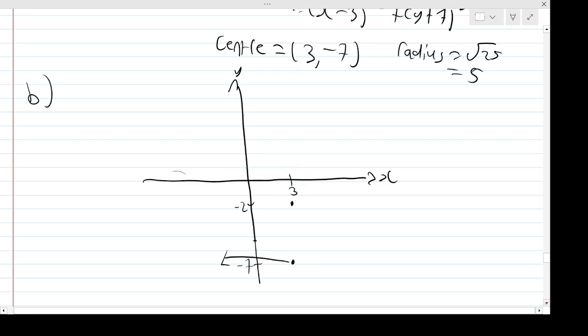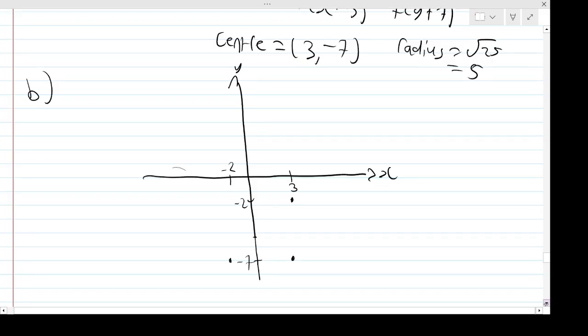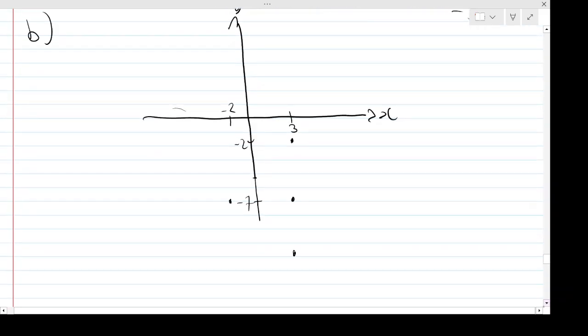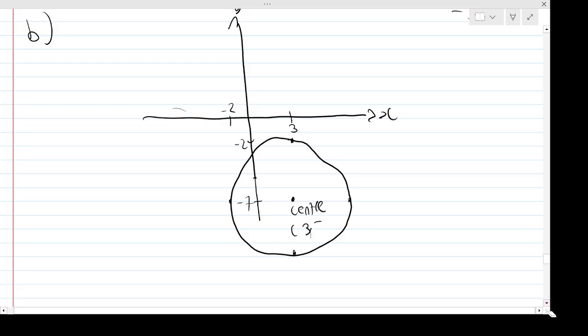So if minus 2 is there, another point on the edge would be there, which I have to cross through, and then we can use symmetry to work out where the other points are, say here and here. And then if we draw a circle through those 4 points, we get this. Oh, what is that? That's not a circle. There we are. It's probably as good as it's going to get. So that's the circle with centre at 3, minus 7. Okay, cool.